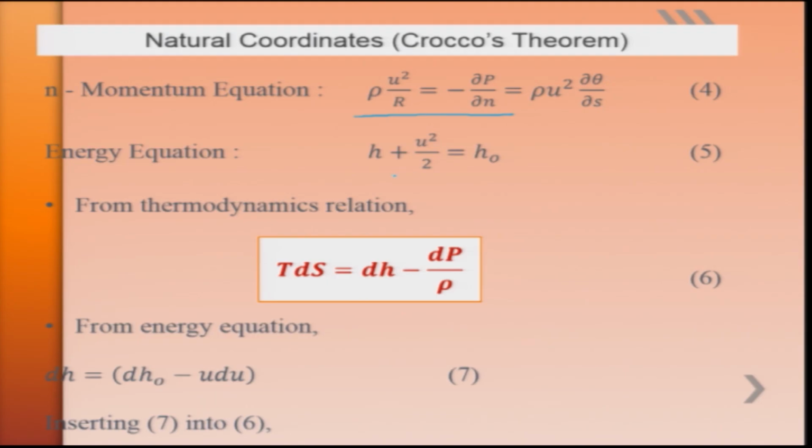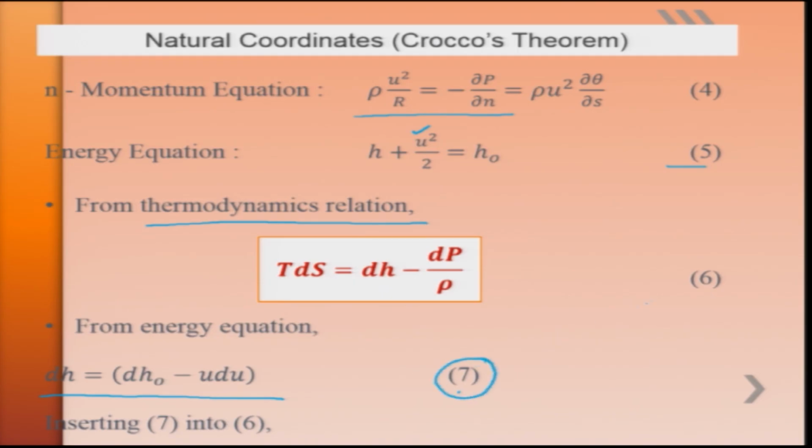Moreover, the energy equation, since we are also interested in understanding the enthalpy, can be written as h plus u square by 2, where u is the velocity, equal to h naught. Moreover, one more equation: the thermodynamic relation, Maxwell's first relation, we can write T ds is equal to dH minus dP by rho. Now differentiating equation number 5 gives you dH is equal to dH naught minus u du; let us call this equation 7.